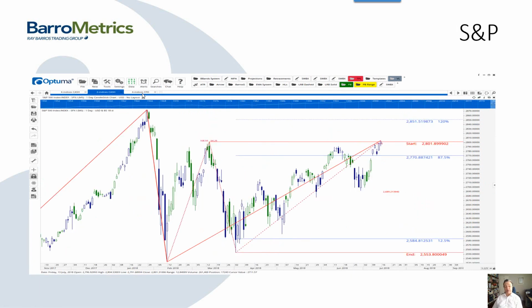You can see quite clearly there where the repo pattern is forming. And now the question then is, how are we going to take advantage of this? Well, we know that the context says we're in a downtrend. It's likely to continue if we get the repo pattern. Where is the entry point for the repo pattern?